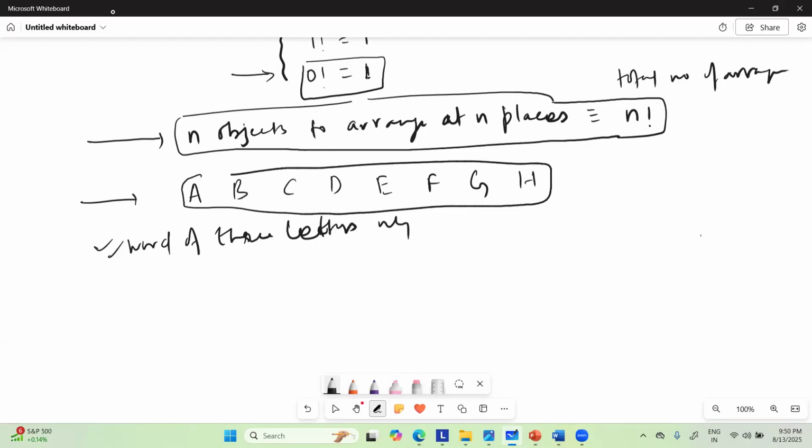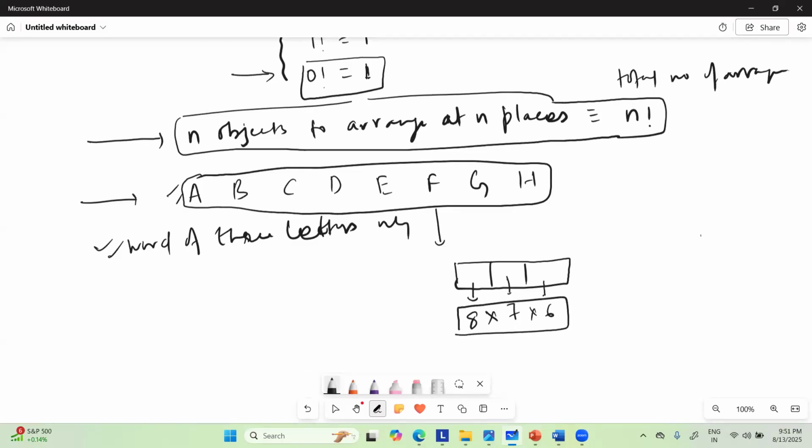But let's not go into that way of calculation. Let's go back to our concept that we have 3 places to fill, and at the first place I can write any of these 8 letters. And once I have written any of these 8 letters, I'll be left with 7 of these 8 letters. And once I put the second letter here, I'll be left with 6 of the letters which are left.